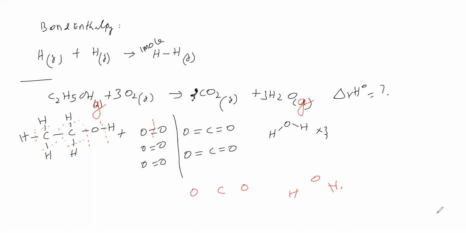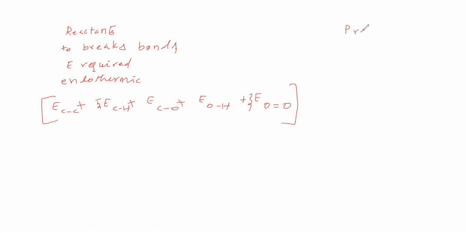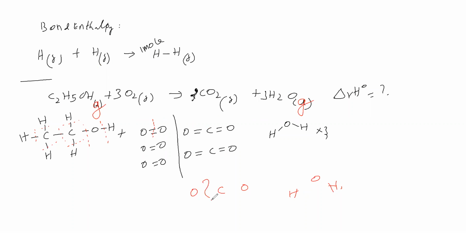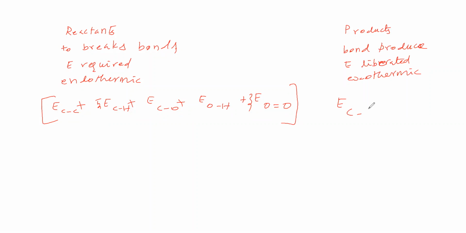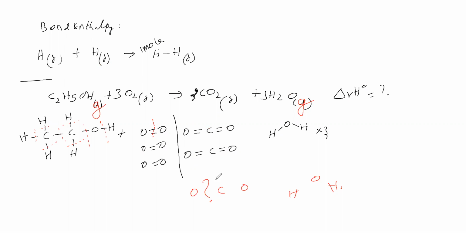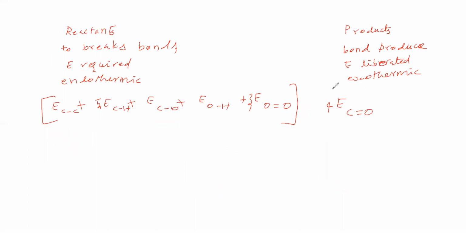So on the product side, bonds are being produced. Bond producing means energy is liberated. Therefore, we can say it is exothermic. Here, between carbon and oxygen, a double bond is produced. Like this, how many bonds? 1, 2, 3, 4. Four bonds are produced.